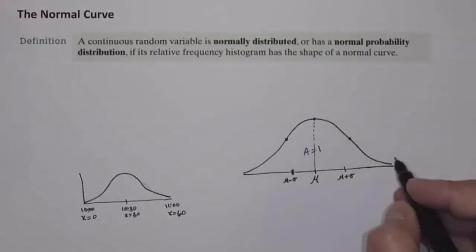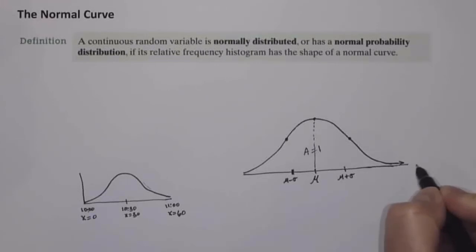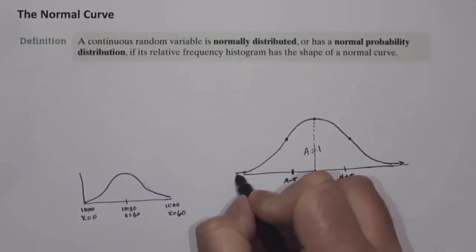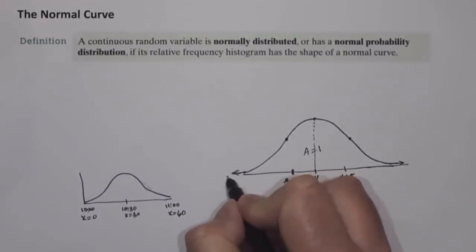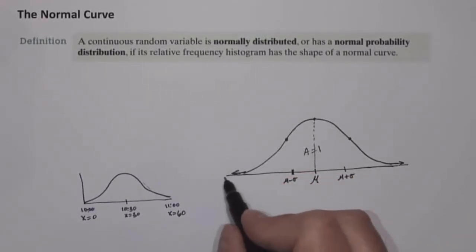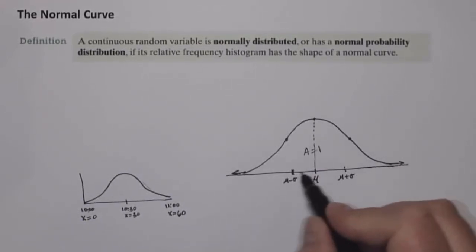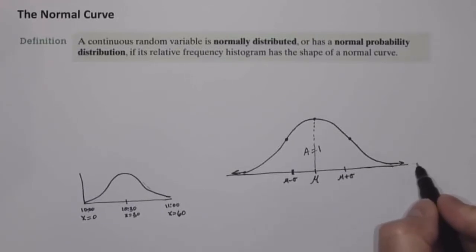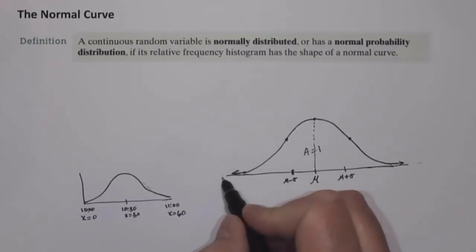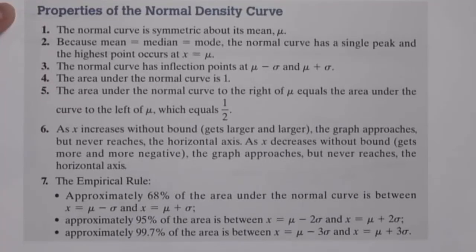Now, further, as x gets bigger and bigger and bigger, this graph approaches but never touches the horizontal axis. And the same, as x goes to negative infinity, this graph approaches but never touches the horizontal axis. We call that asymptotic in algebra. So this graph gets asymptotic to the horizontal axis, meaning again it gets closer and closer to it, but it never touches. Okay? So that is property number 6 on our list.